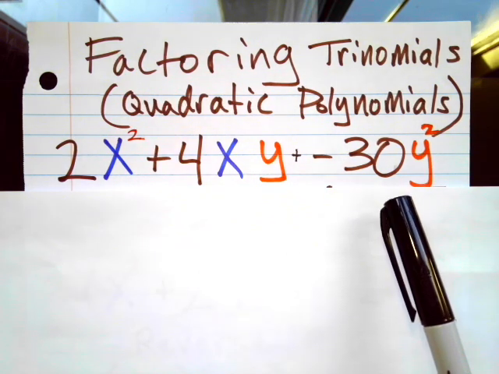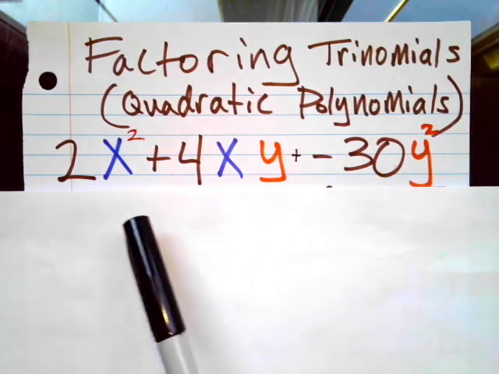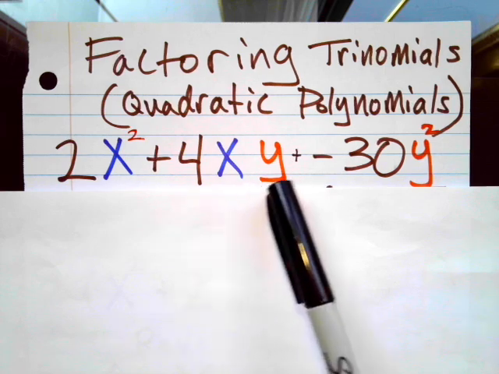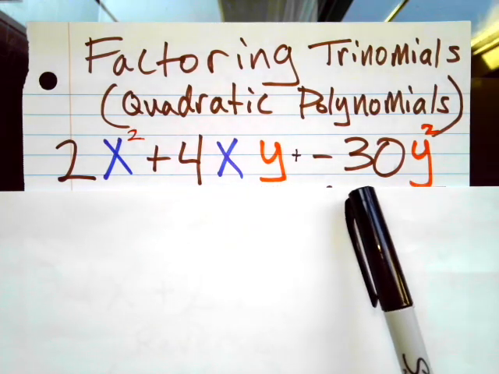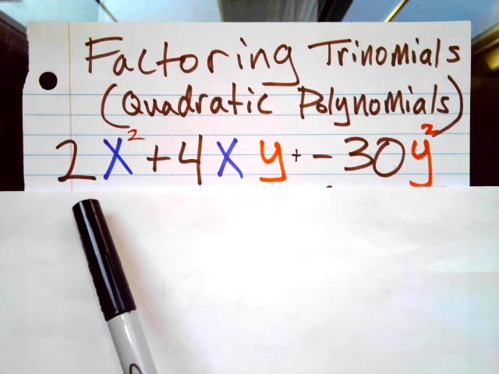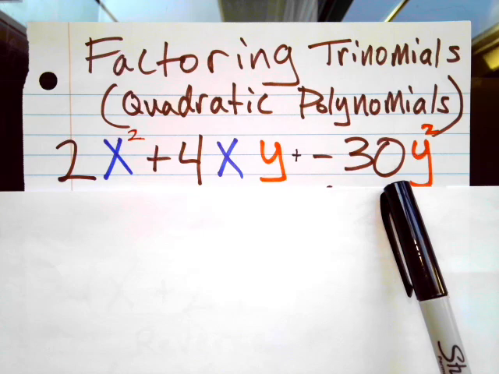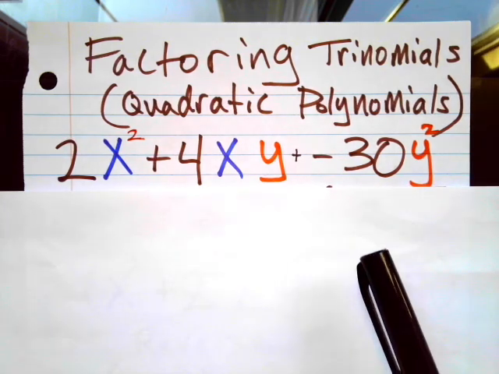So if you think about what I'm doing, it's the reverse or opposite of FOIL. Remember, FOIL is multiplying. So when you're factoring these terms or trying to find the greatest common factor, you're doing the opposite of FOIL. You are trying to find a term, number or letter, or both, that will divide evenly into each of these terms.